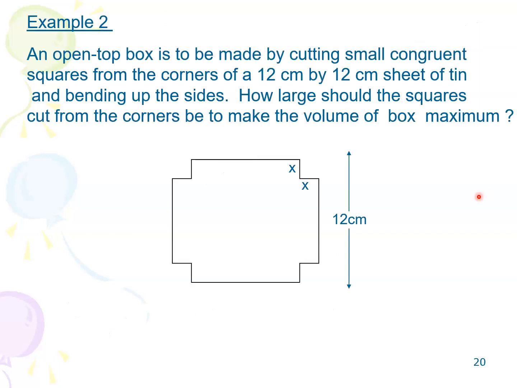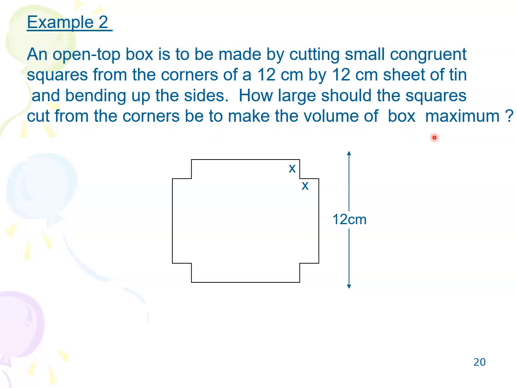Now let's move on to example 2. An open top box is to be made by cutting small congruent squares from the corners of a 12 cm by 12 cm sheet of tin and bending up the sides. How large should the squares cut from the corners be to make the volume of the box maximum?